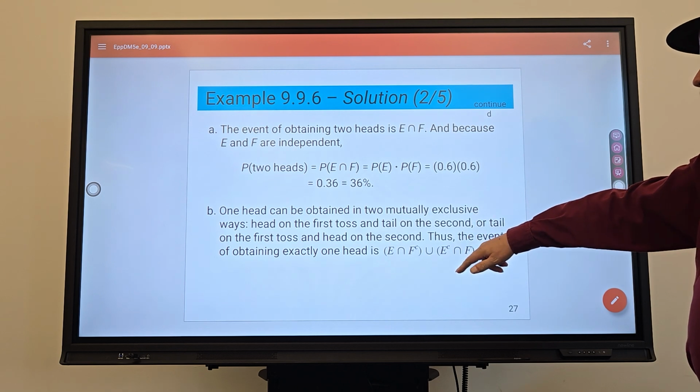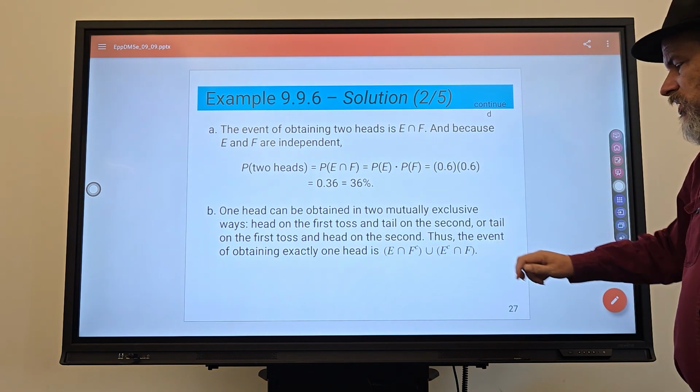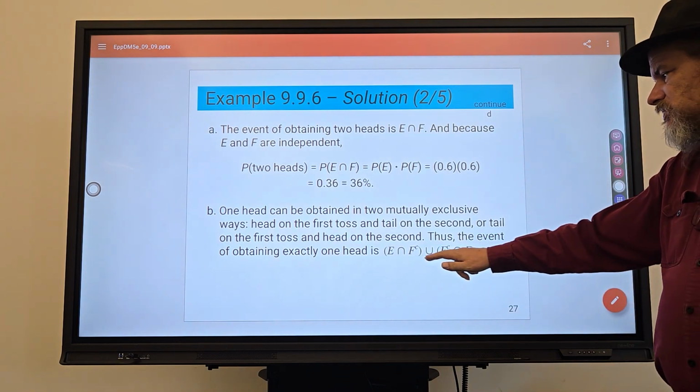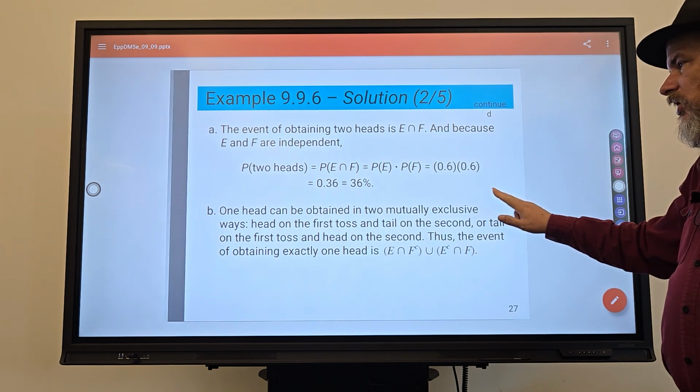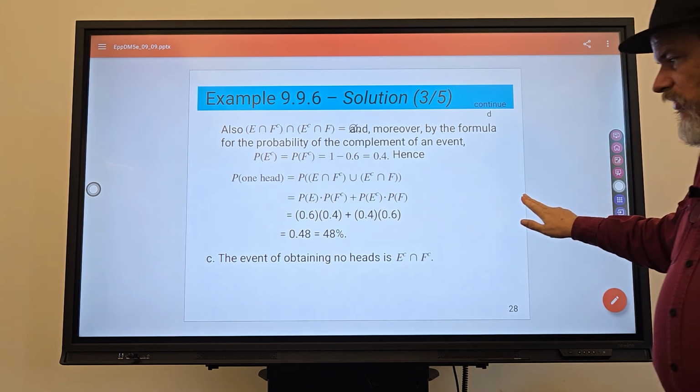Likewise, I went through this on the previous slide. Two mutually exclusive ways: heads first, tails second, or tails first and heads second, equals 0.48, or 48%. No heads.